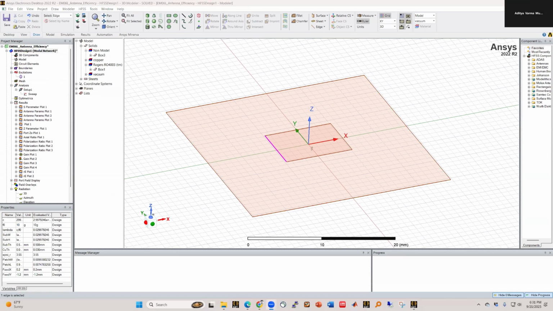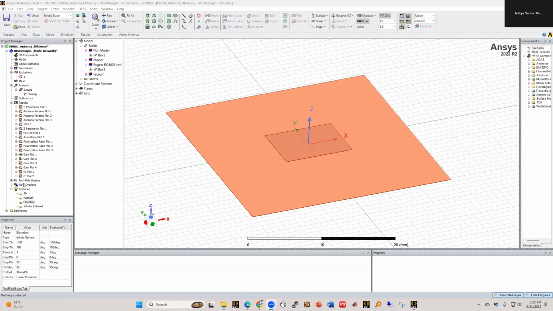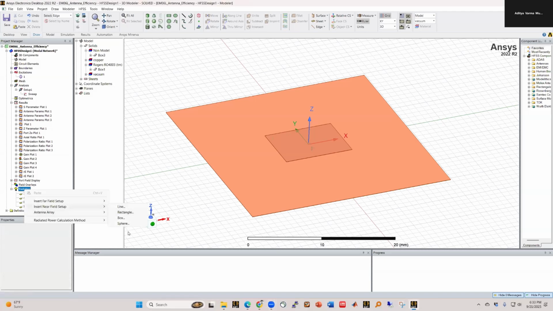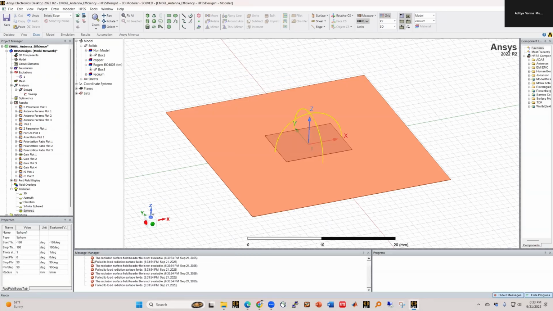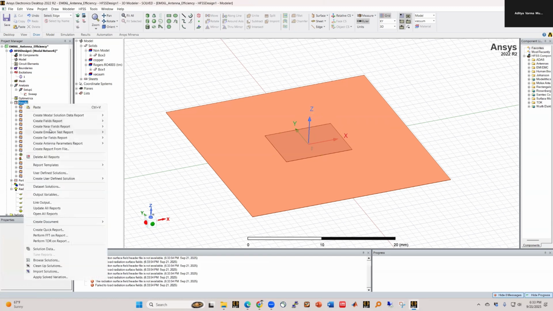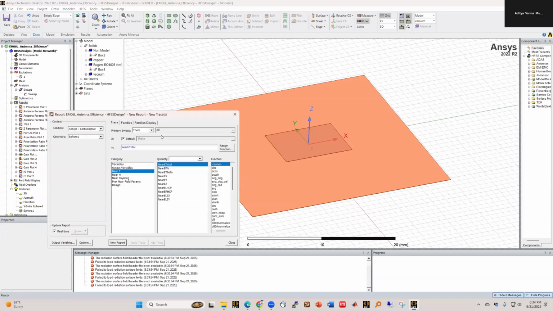So now what I want to do is look at it at around, let's say 5 millimeters, right? So that's well in the near field. And once again, we'll just do phi 0, 90, theta goes from minus 180 to 180, step size of 1 degree. Hit OK. And now we can plot the radiation pattern in the near field. So we have a new option now, create near field report, rectangular plot.